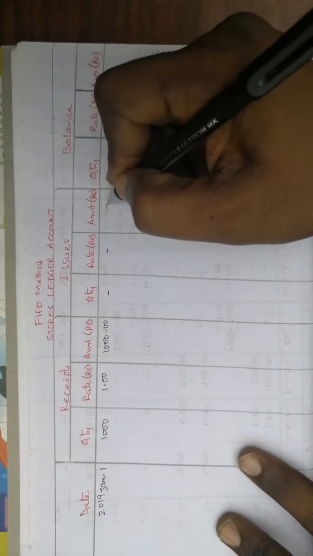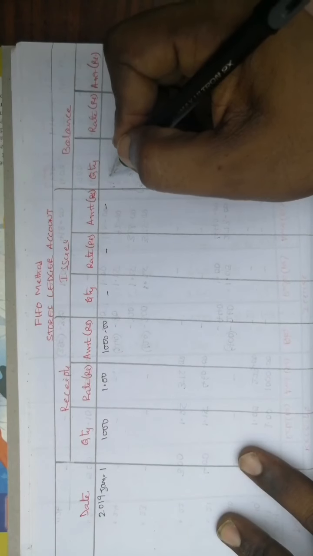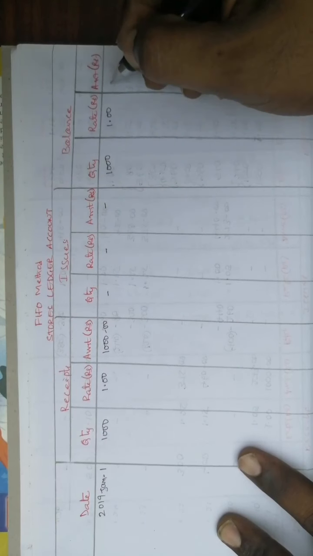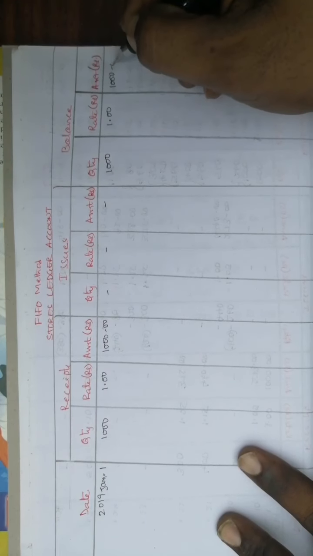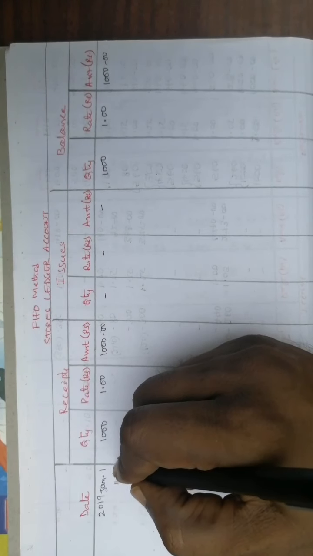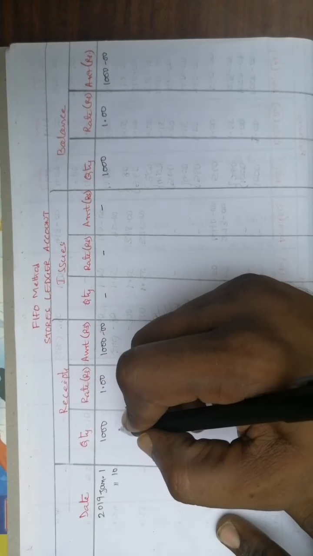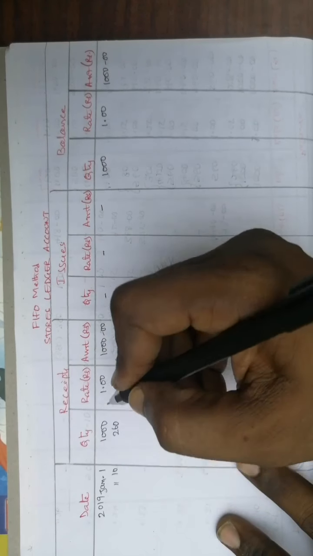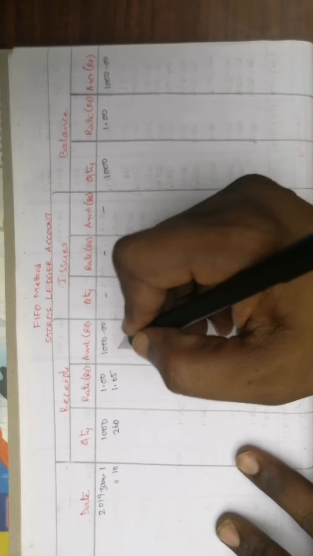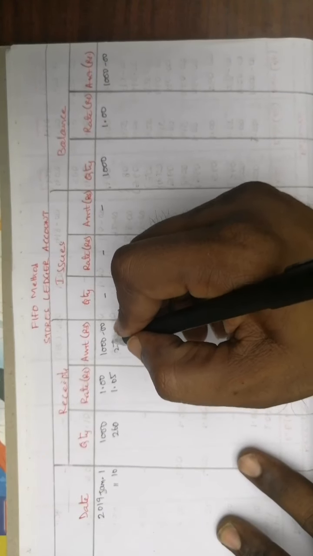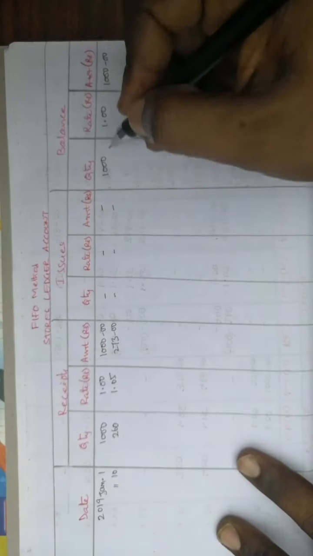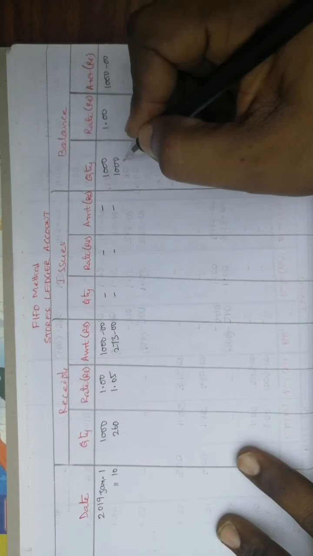Now there is no question of issue on this day. Only one transaction is there. So the balance is also 1000 units at the rate of 1 rupee, amounting to 1000 rupees. Now let us go and see the second day, January 10th. Again a receipt, 260 units received at the rate of 1 rupee 5 paisa, which is 273 rupees. So no issue, but there is a balance of two quantities now.